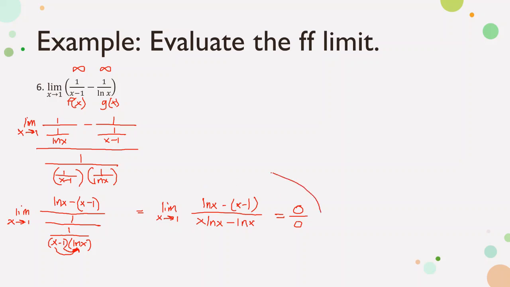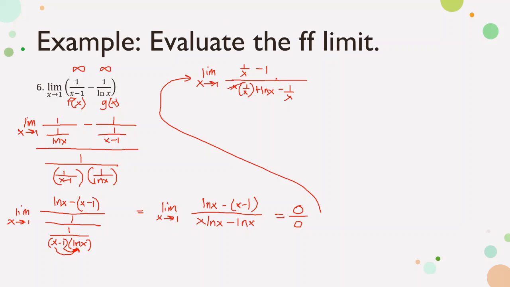So by L'Hopital's rule, we have to derive individually the numerator and the denominator. So we have derivative of ln x is 1 over x. Derivative of negative x is negative 1. All over derivative of x ln x. So that's product rule. 1 over x plus ln x times derivative of x, which is just 1, minus the derivative of ln x, which is 1 over x. So this is now our function.